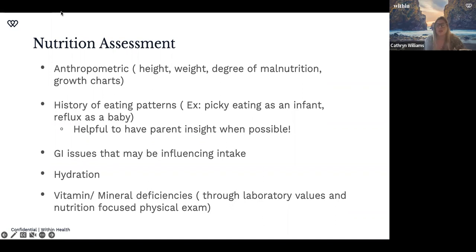And then I also think it's really helpful to have parent insight. That way you can really hear from the parents themselves, like, oh, when my child was 2, he was a very picky eater and we were so worried and we tried so hard to get him to eat green beans. So that really helps us have a better view of some of those negative behavioral occasions that have happened around food from an early stage. And last, you'll see on here vitamin and mineral deficiencies, which we'll jump into a little bit more.